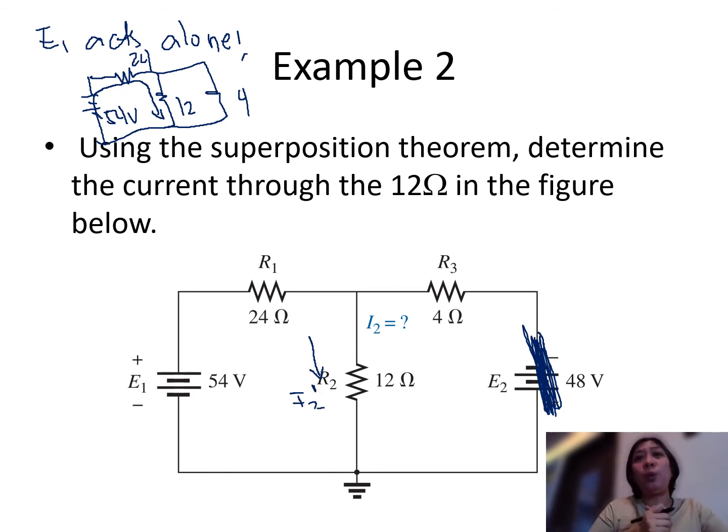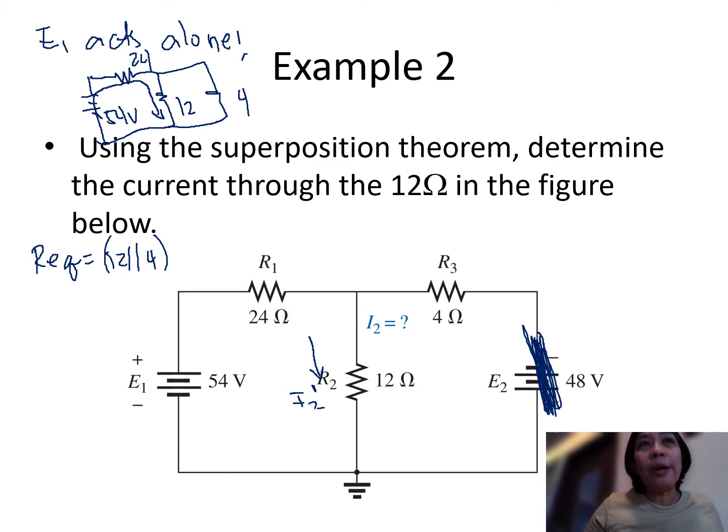So how do we solve for I2 prime? This is a simple series parallel circuit. The first thing we do is get the R equivalent for this circuit. The R equivalent is your 12 parallel 4, and the 12 parallel 4 is in series with our 24 ohm resistor here, making our R equivalent equal to 27 ohms.